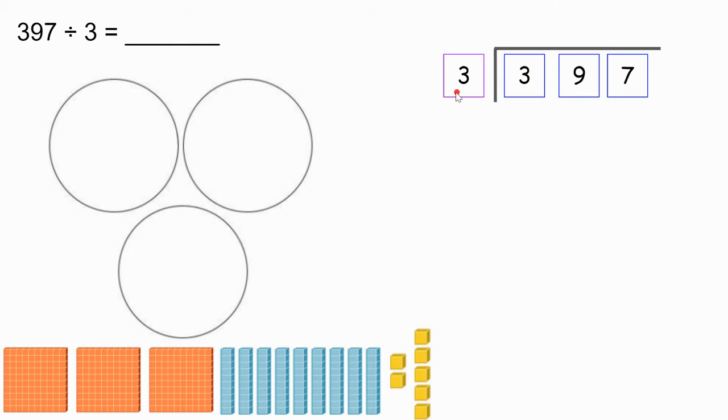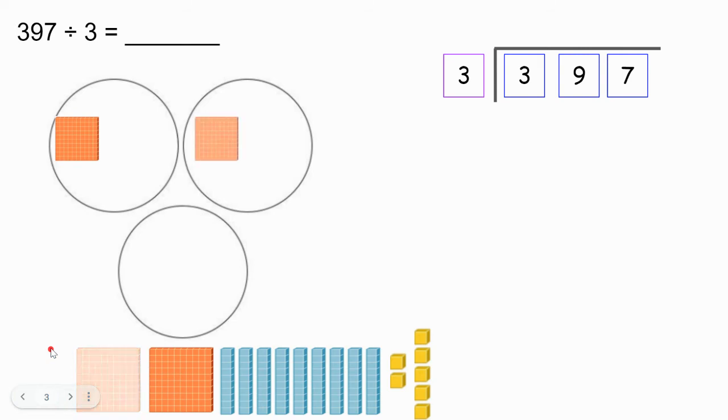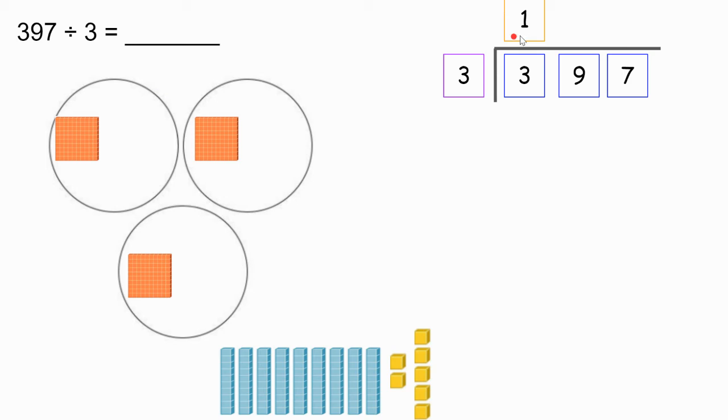Let's go ahead and share the hundreds first, so the flats. We're going to give each group one flat. Oh, there's no more flats to share. So we can record this in our standard algorithm. We can see there's one flat in each group. So we're going to write one flat up here.